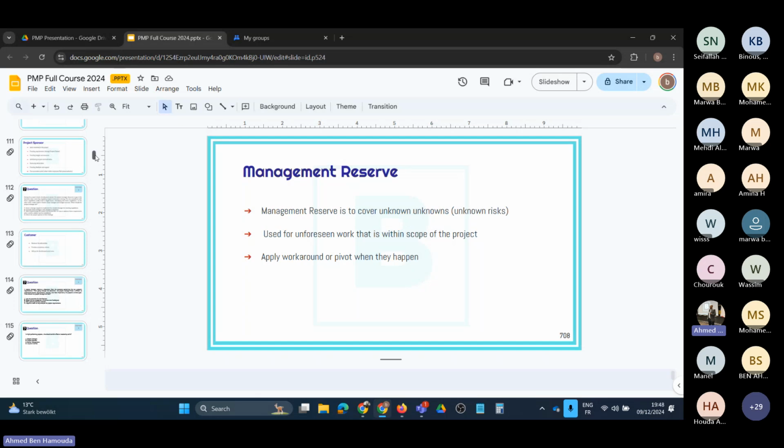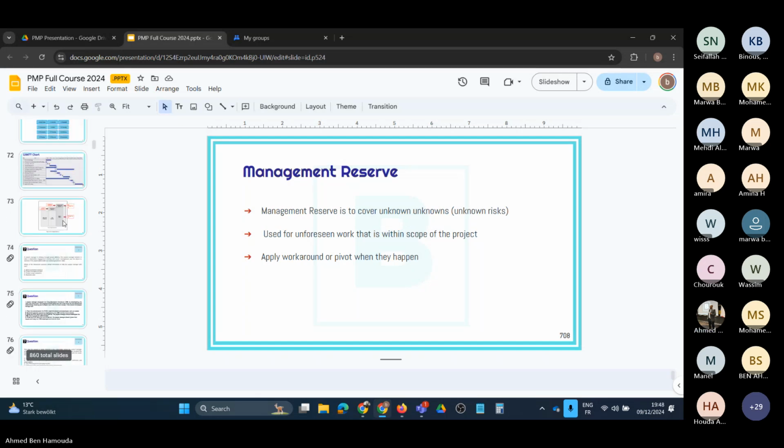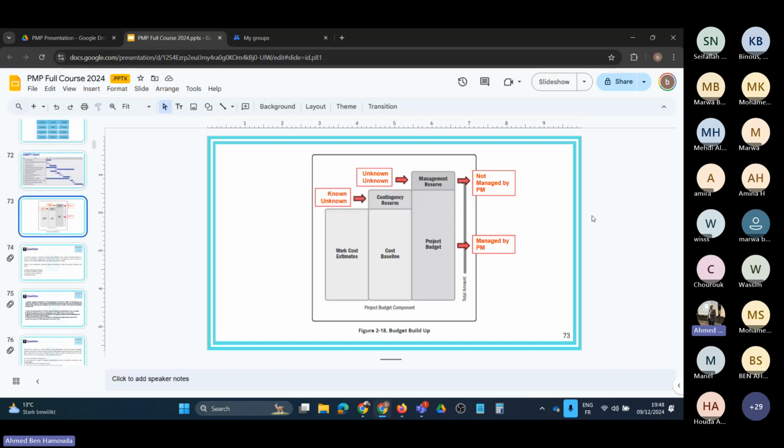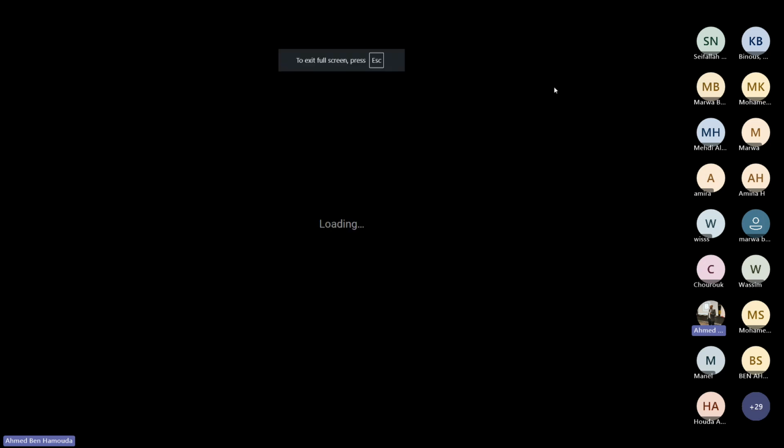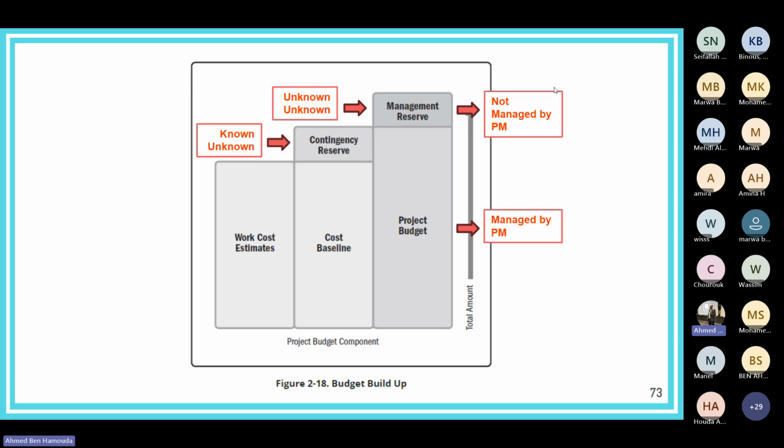If we go back to page 70 something, yeah, this one, 73. So actually, this page 73 from the PMBOK 7 will show you how the project budget is being calculated. You can see here that once we have the estimates for the identified project work, which is the project baseline, sorry, the cost baseline, then we can add to that the contingency reserve, okay? And that would give us the project budget.